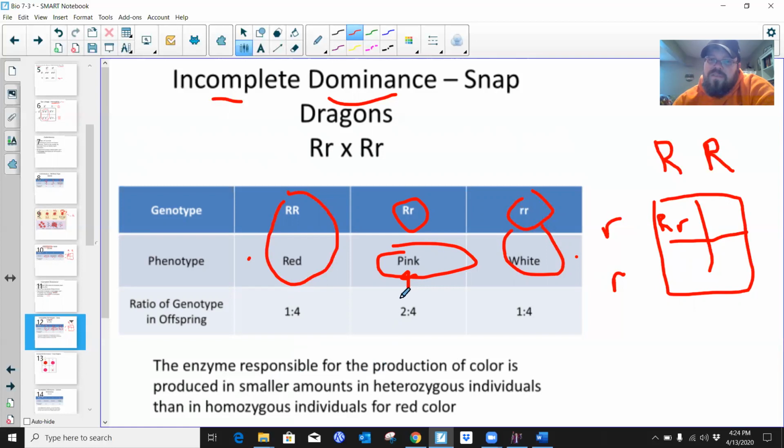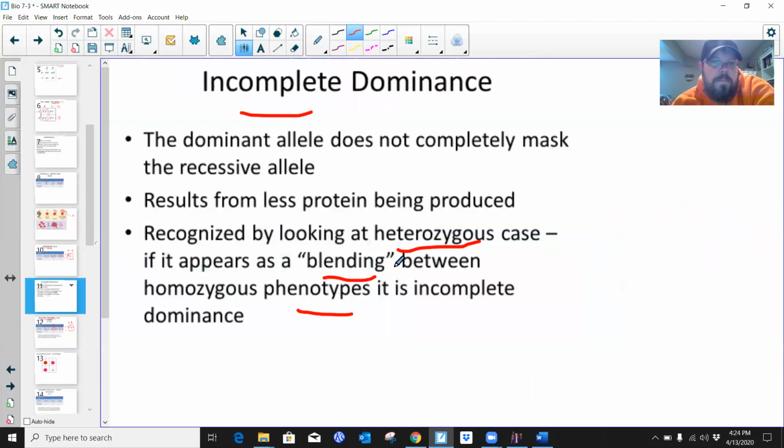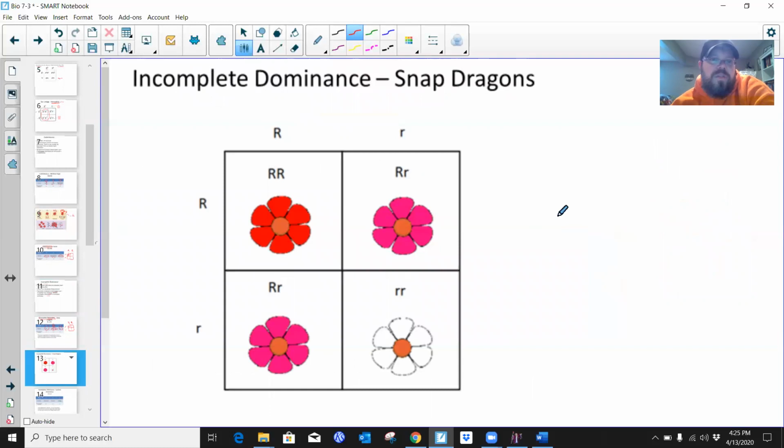Because it only has one copy of the dominant allele, it produces proteins that have that reddish pigment, but it doesn't produce as much of them, which is why, with only one copy, it ends up appearing pink. But again, the key here is incomplete dominance. What do we look for? We look for the heterozygote individual, and it's going to look like a blend, a blending between the two extremes. So here's a visual to give you an idea.